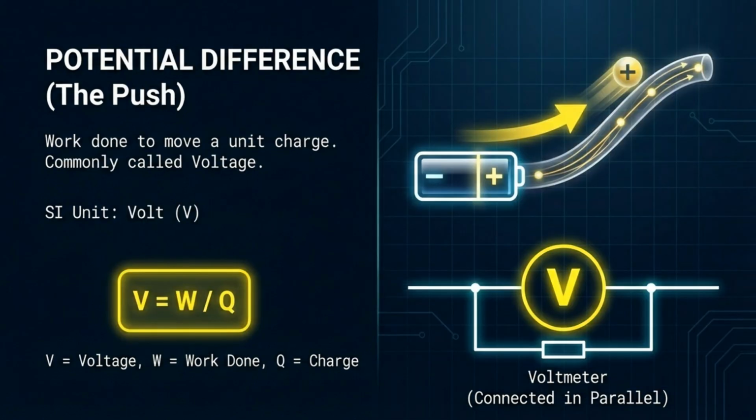Potential difference, often called voltage, is the work done to move a unit charge. Its SI unit is volt (V). The formula is V equals W over Q. Voltage is measured using a voltmeter, which is connected in parallel.